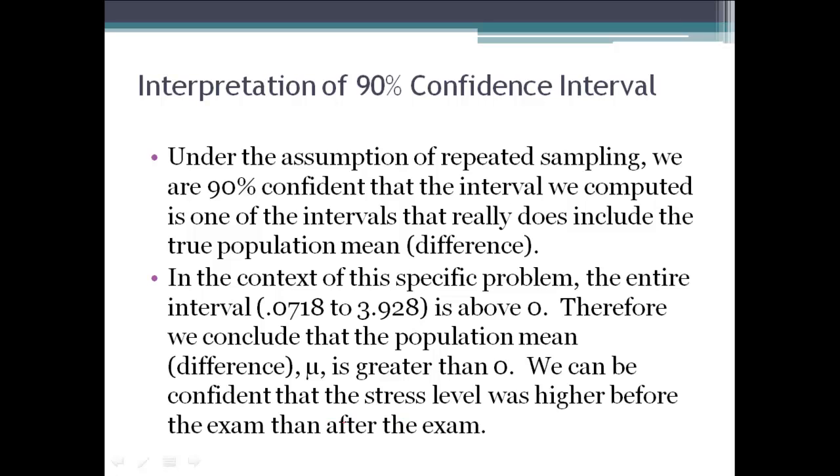So interpretation, again, we're back with the repeated sampling. All of our interpretations of confidence interval involve repeated sampling, and we're confident that the interval we computed is one of the many intervals that might possibly include the true population mean, which we really don't know. All we know is that if we kept constructing intervals, 90% would include the real population mean. In the context of this problem, as I said a moment ago, the entire interval is above 0, so we can conclude that the difference is greater than 0, and we're confident that the stress level was higher before the exam than it is after.